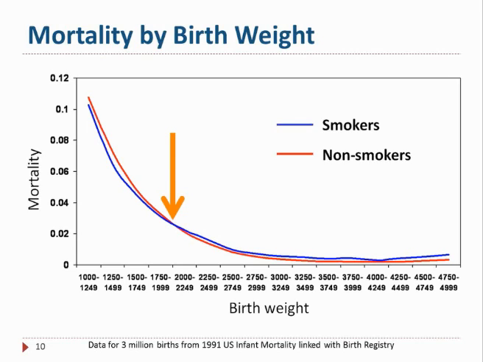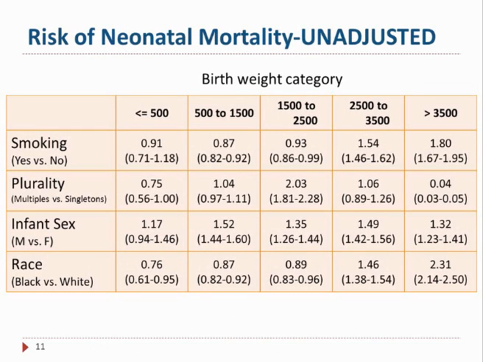if their mother was a smoker, then they have a lower risk of mortality. So it's looking like in the infants that are at most high risk, smoking is actually good for the baby, which doesn't make a lot of sense. And so this is what is called the birth weight paradox. And what's interesting is that investigators have seen this not only for smoking, but for many other risk factors.